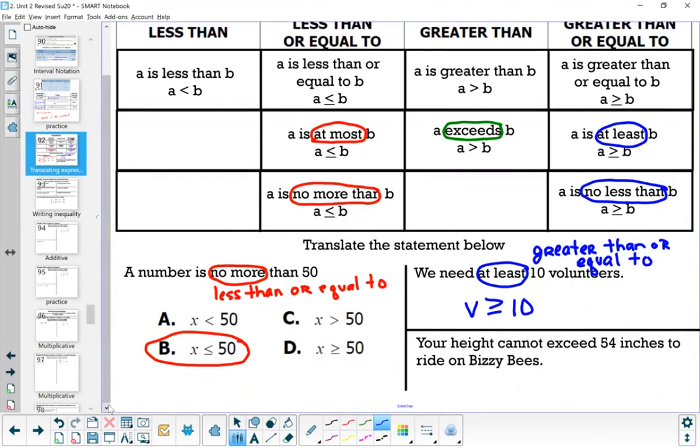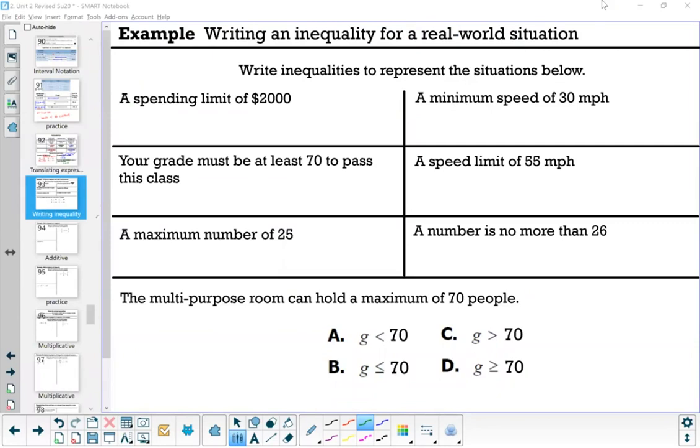All right, last example on this screen, we have your height cannot exceed 54 inches to ride on busy bees. So your height has to be less than or equal to 54 to get on the ride. We have a spending limit of 2,000, oftentimes what you get when you have a credit card. So we think about the spending limit. I'm going to use a variable, I'm going to use M. M is less than or equal to 2,000. You can spend up to $2,000, but not more, less.